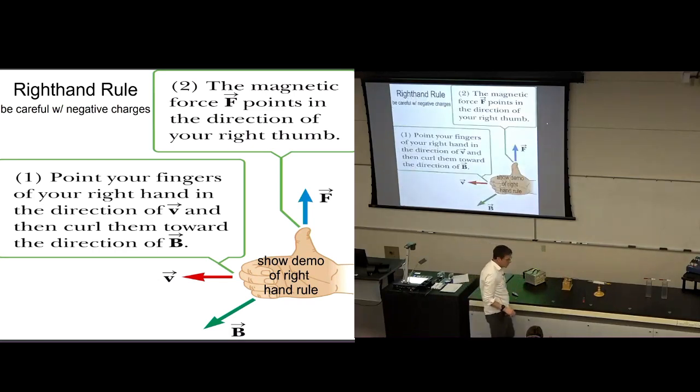We've got to pick one of those two. Nature picks one of those two, and the way that we pick, the way nature picks the right one, is with what's called the right-hand rule. The right-hand rule helps us distinguish which of those two directions, both perpendicular to the plane of V and B, is the direction of the magnetic force. So this slide here illustrates the right-hand rule.